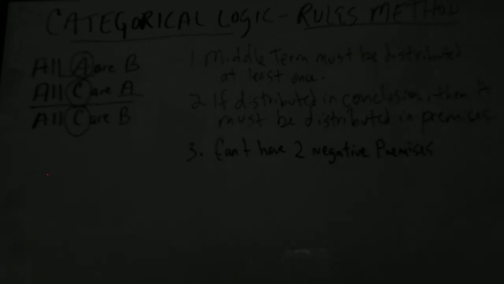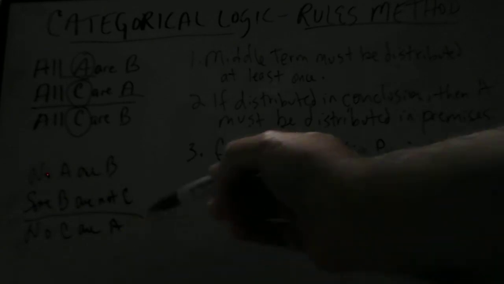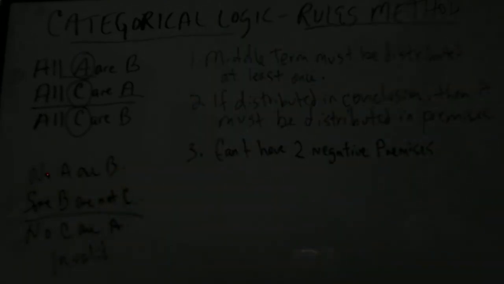So if I have an argument that is no A are B, some B are not C, therefore no C are A, we would see, for example, here the E and the O, those are both negative premises, so we know that this one is invalid. And in this case, it's referred to as the fallacy of exclusive premises.